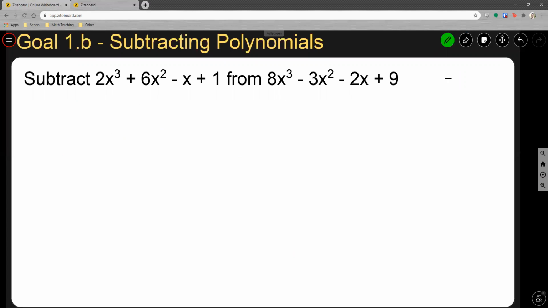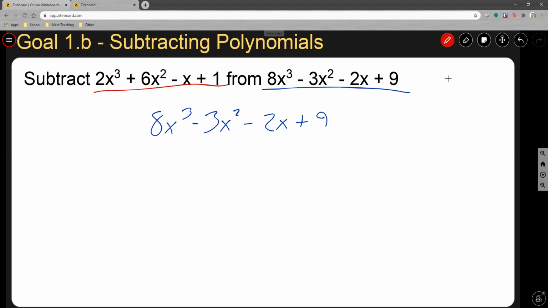So if I'm looking at this, I'm subtracting 2x to the third plus 6x squared minus x plus 1 from 8x to the third minus 3x squared minus 2x plus 9. Well, really, you got to be careful also with the way it's written. The thing we're subtracting from is my starting value. And then the thing I'm subtracting is my second value here. I'm subtracting 2x to the third plus 6x squared minus x plus 1.